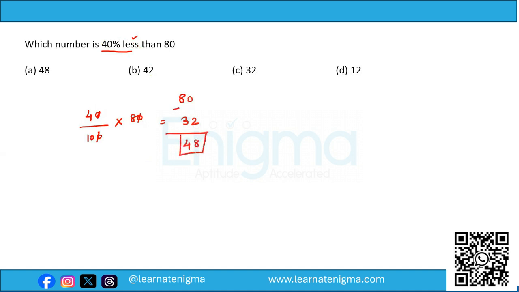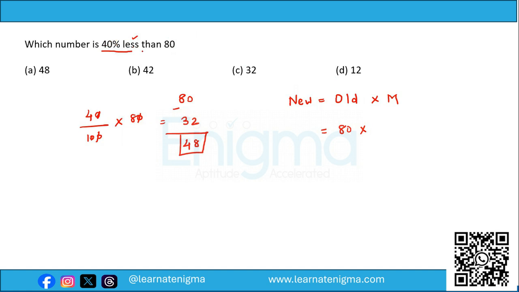So that's your answer. Now, the other way is by using the concept of multiplier. So we want to find a new number. So the concept will be new number is equal to old number or original number into multiplier. So original number or the old number is 80. Now we have to find out the multiplier.